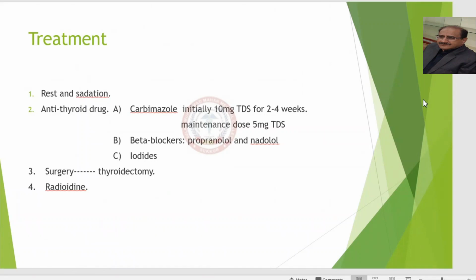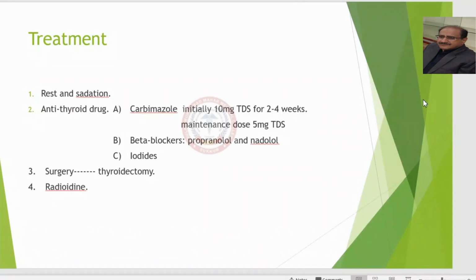And the other option is radioactive iodine. Radioactive iodine ablation has a role. We use radioactive iodine for thyroid tissue ablation. Now it depends on the age of the patient. If it is above 45 years, or females especially above 45 years, and they have completed their family, we can advise radioactive iodine.